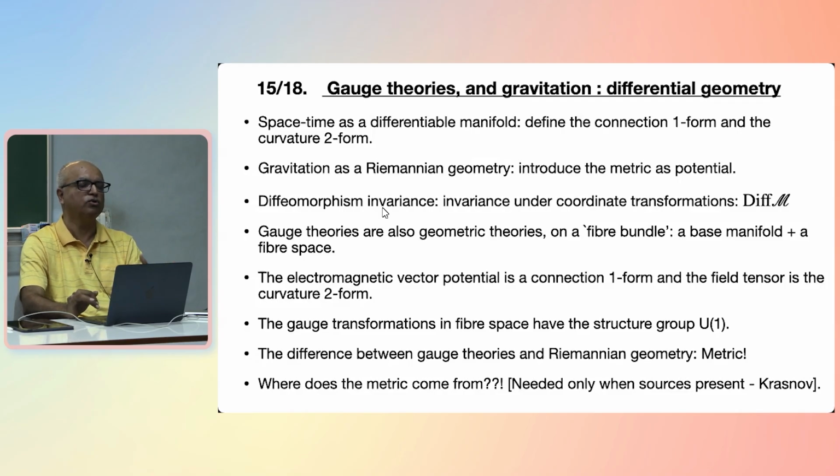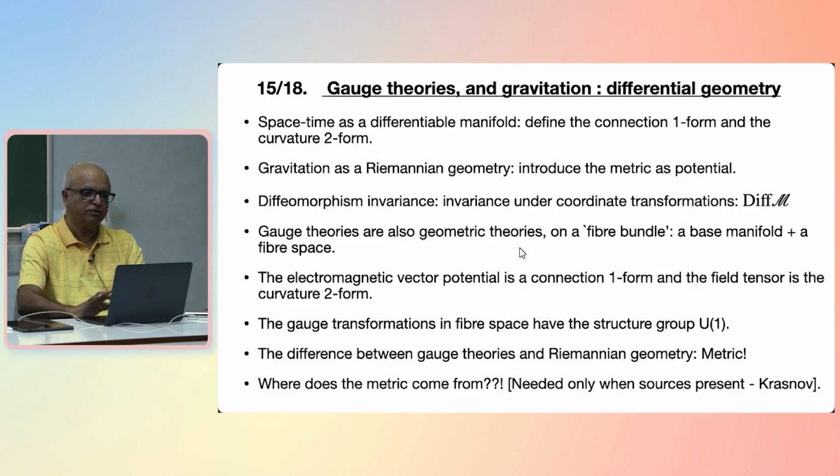Analogous to the U1 gauge invariance of electrodynamics, in space-time geometry of general relativity, we have diffeomorphism invariance. What does that mean? Invariance of the theory under coordinate transformations. You make coordinate transformations at every point in space-time. Your field equations should have the same tensorial interpretation. The group of all coordinate transformations together is what we call diff-M.